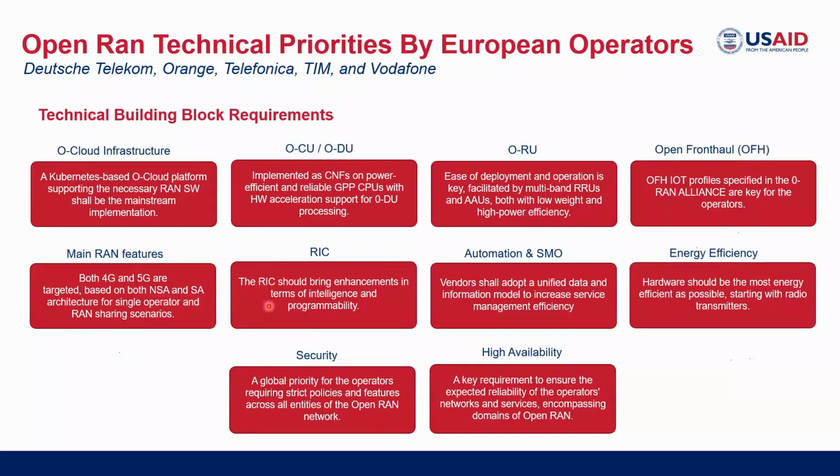And the RAN intelligent controller should bring enhancements in terms of intelligence and programmability, automation, and SMO. Vendors shall adopt a unified data and information model to increase service management efficiency. It also focuses on energy efficiency. Hardware should be as energy efficient as possible, starting with the radio transmitters. When you talk about power saving, the radio access network consumes the most power in one cell site. When we do the trial, it's almost reaching 60 to 70% of the total power consumption.